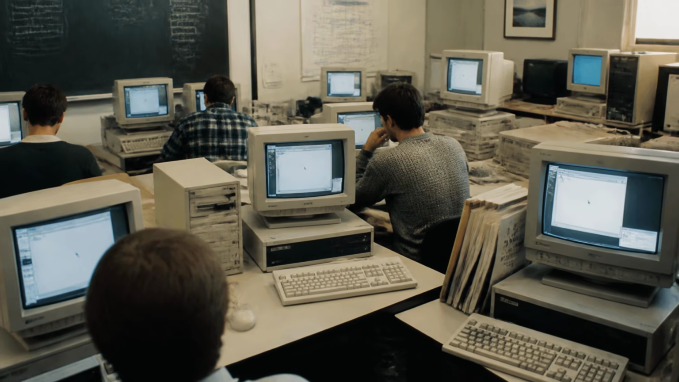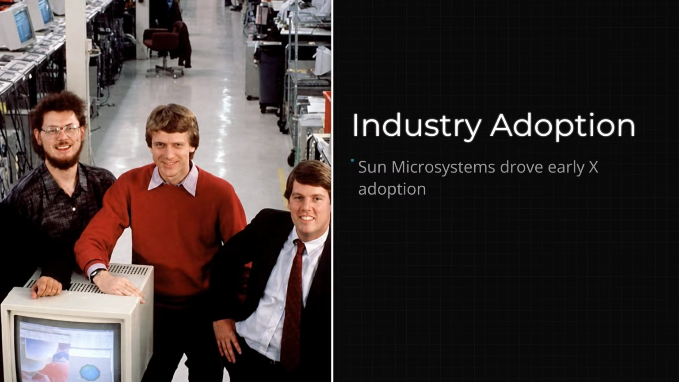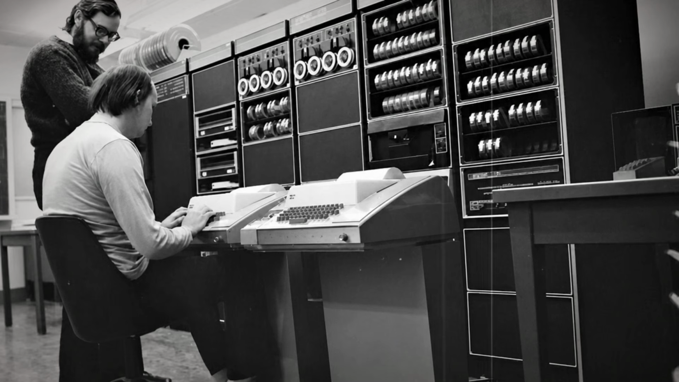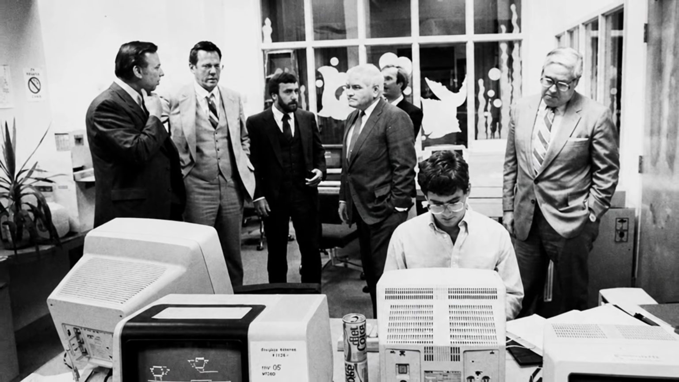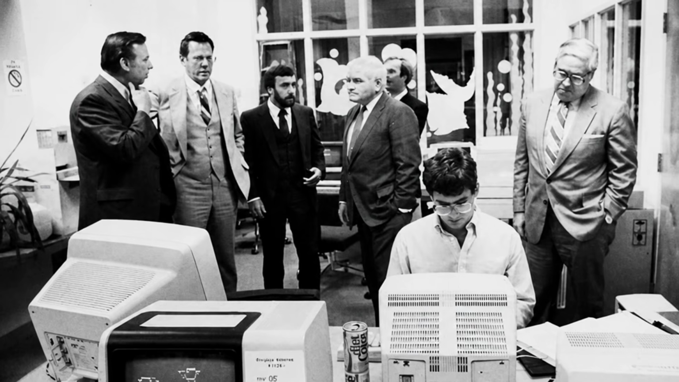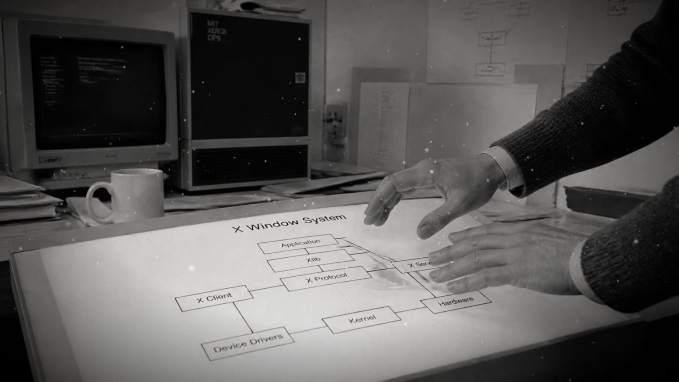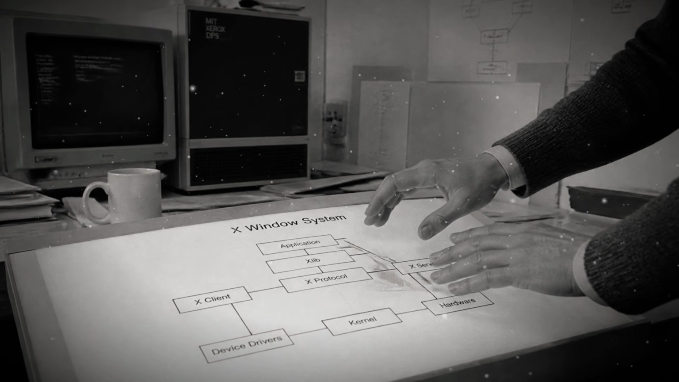That choice made X universal. Sun, DEC, Hewlett-Packard, Silicon Graphics. Every vendor could build on the same foundation. The X11 version shipped in September 1987, and the protocol number has never changed since. But universality left a hole where the rules should have been.